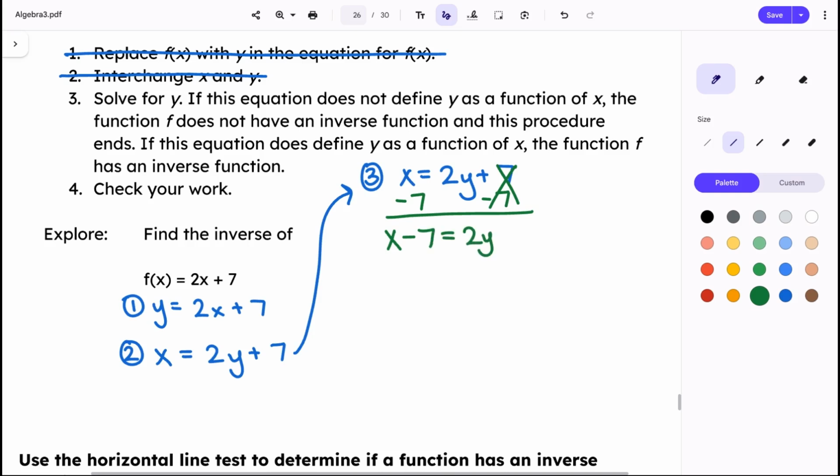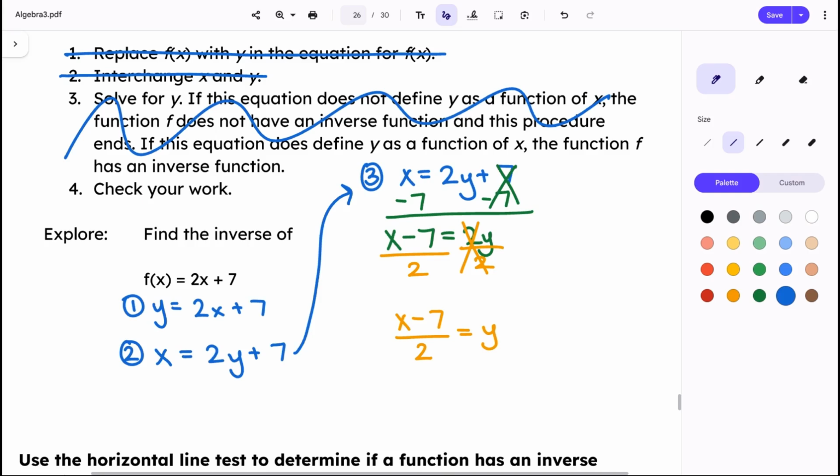And then, yes, we're going to divide by 2. And we're going to do that on both sides. And I'm just going to put that whole thing, x minus 7 over 2. And so these are gone. And so I have this x minus 7 all over 2 equals my y. Now that I have y by itself, I'm ready to go on to the last step. So I did step 3.